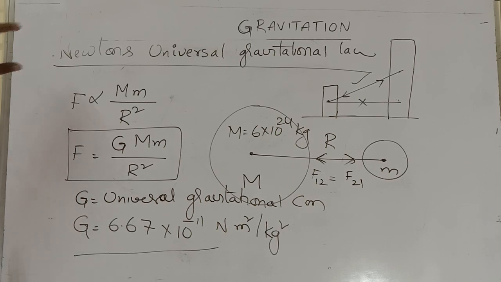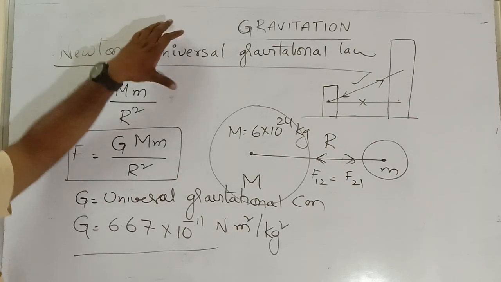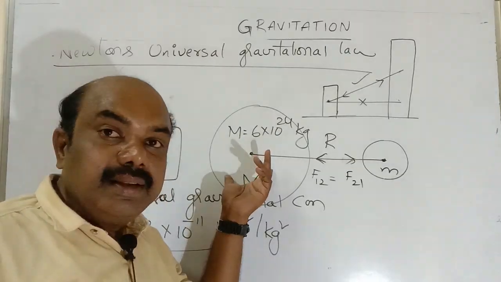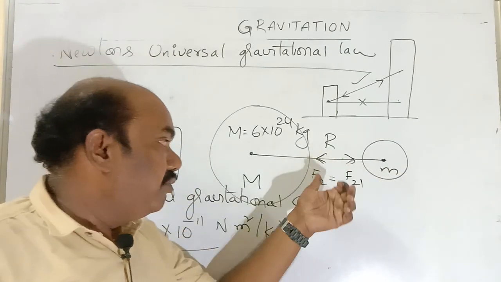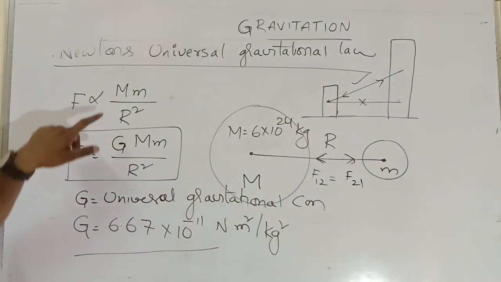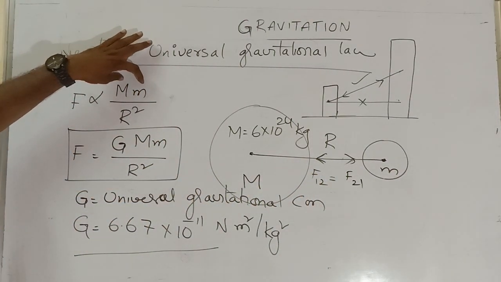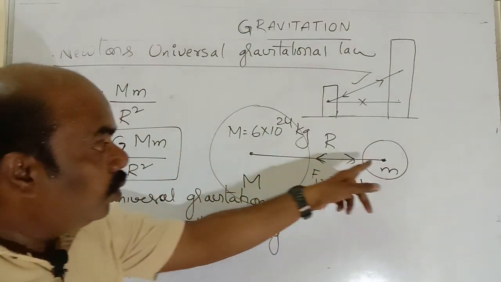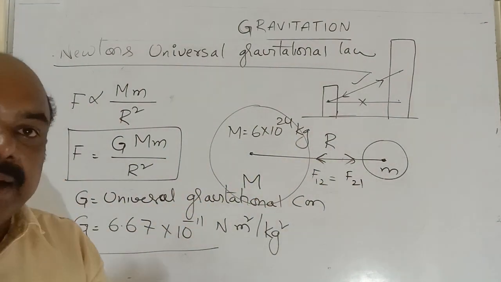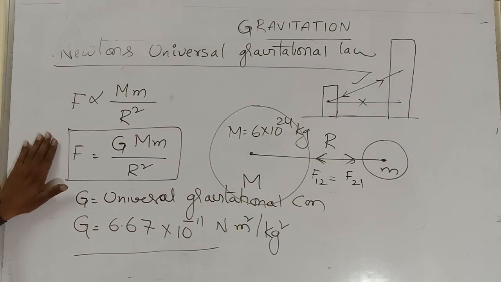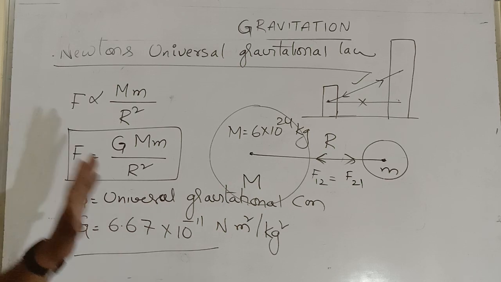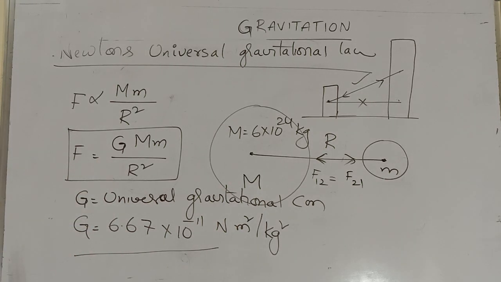Once again, children, what does the universal gravitational law say? Every body in the universe attracts another body with a force which is directly proportional to the product of their masses and inversely proportional to the square of the distance between them. What is the meaning of this sentence, sir? We will see one small example. Let us consider.